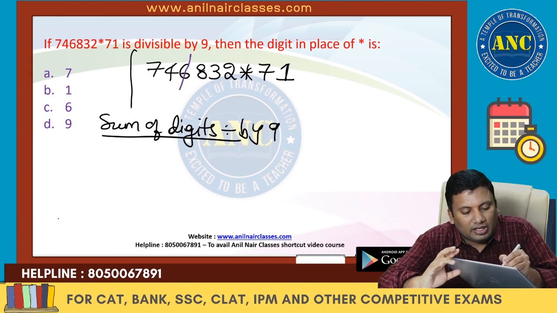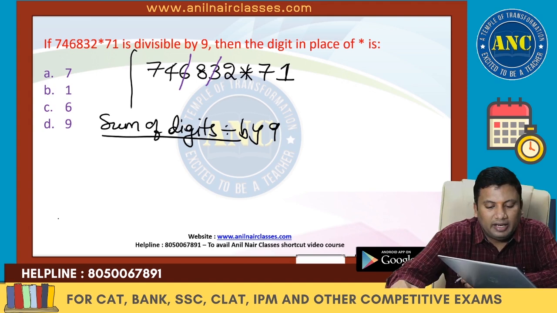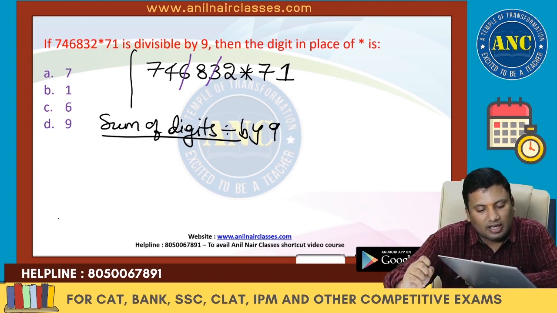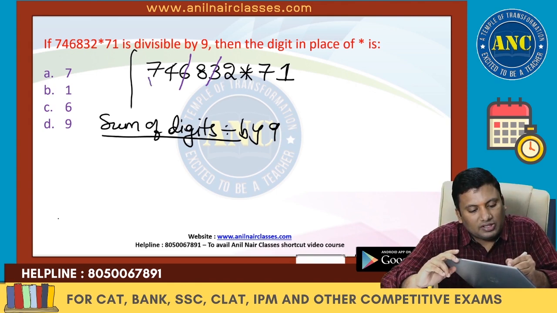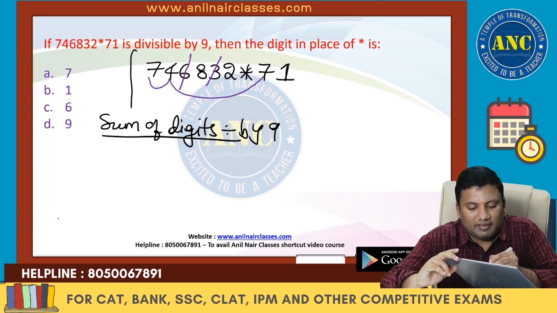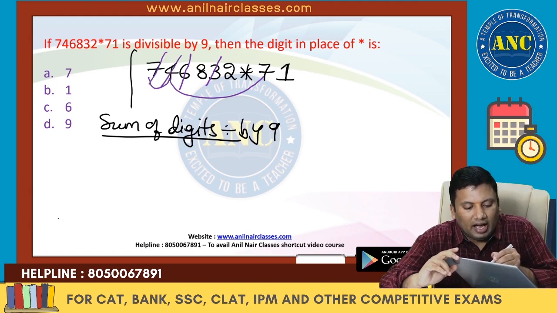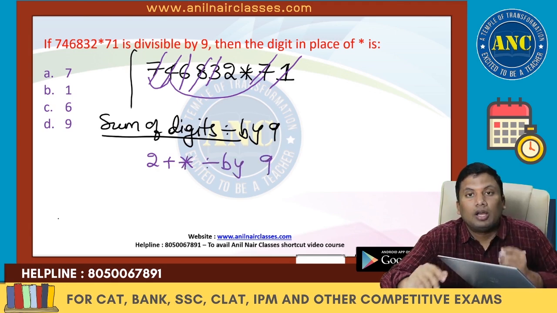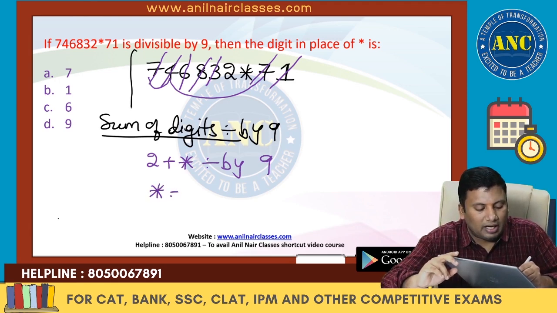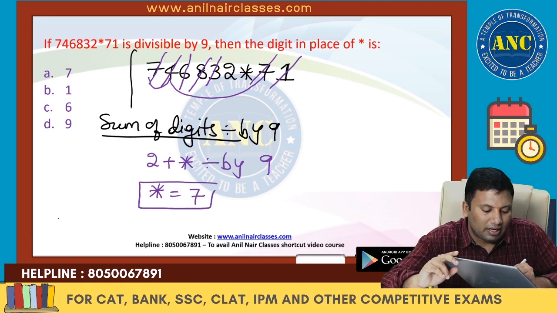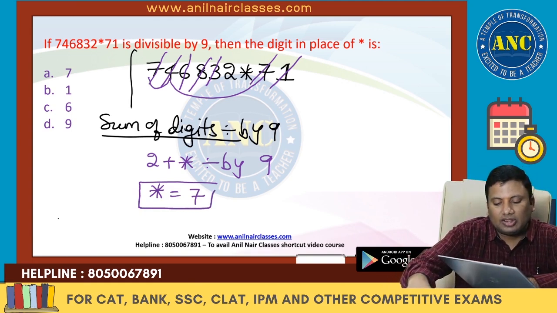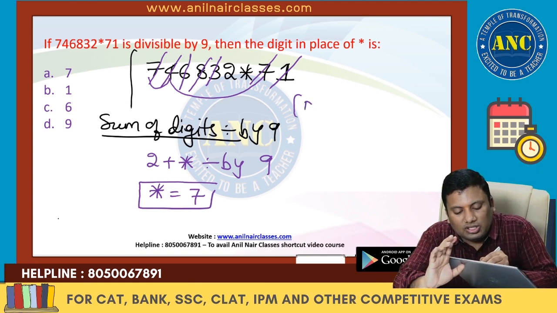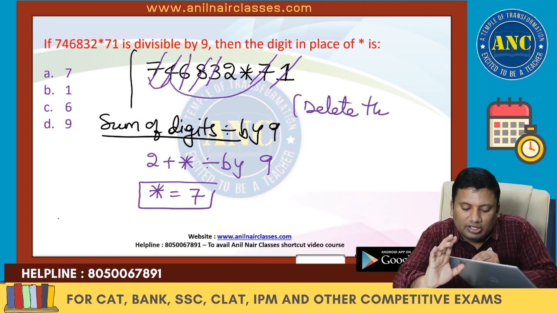6 plus 3 is 9, I can eliminate it. Next, 7 plus 4 is 11, 11 plus 7 is nothing but 18, I can eliminate it. Next, 8 plus 1 is 9, it can be eliminated. 2 plus star should be divisible by 9. The star value is nothing but 7, because 2 plus 7 is nothing but 9. Delete the digits whose sum is 9.